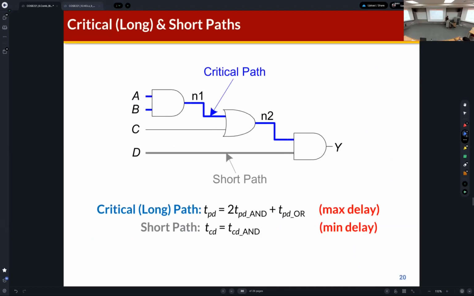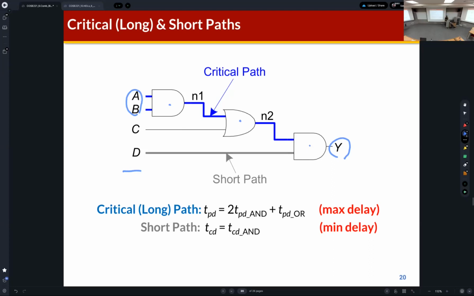Okay, so let's see some different paths in the delay calculation. So this is the example. Y is determined by 4 inputs A, B, C, and D. And as you can see, Y is determined by A and B. Then these input signals need to pass through 3 basic gates: AND gate, OR gate, and AND gate.